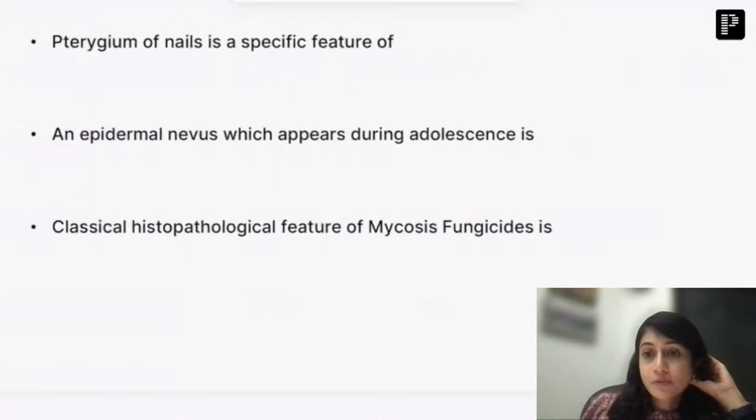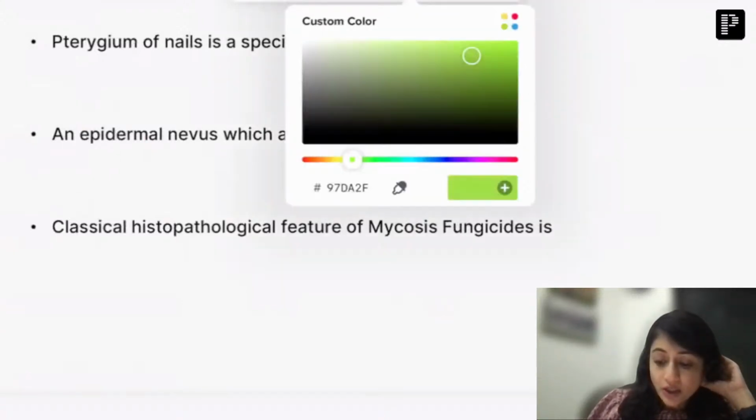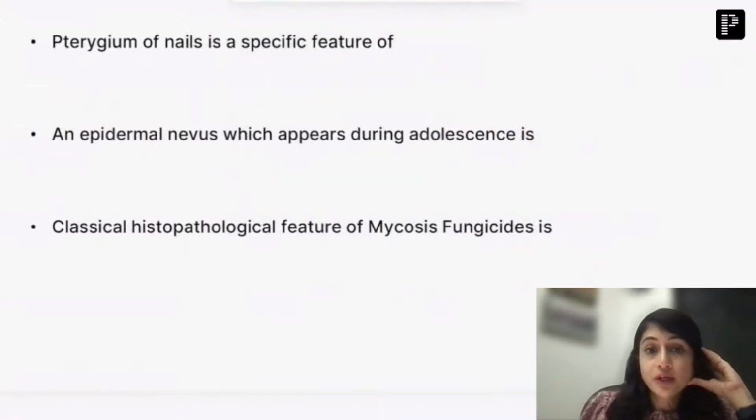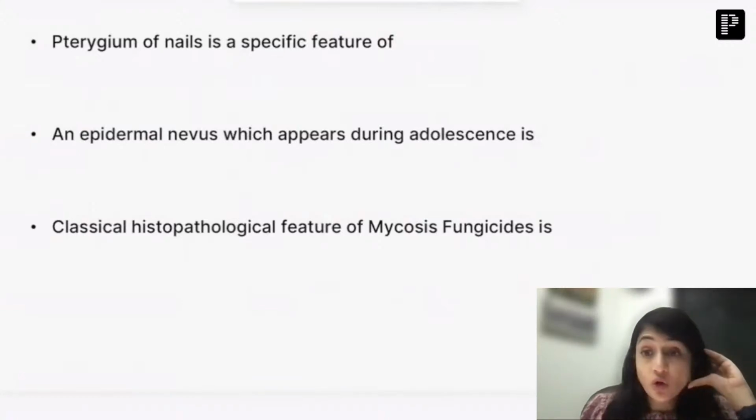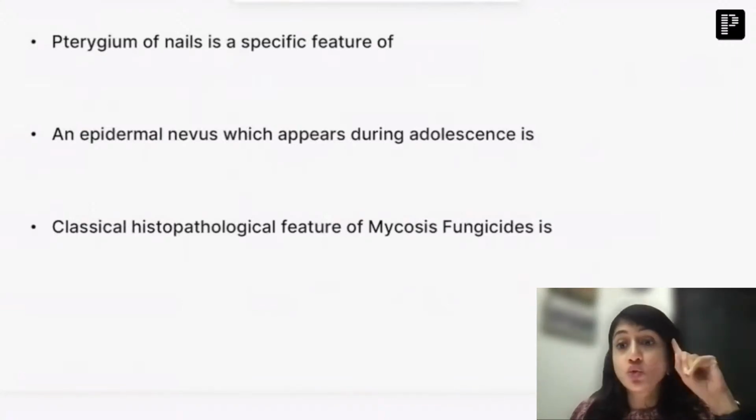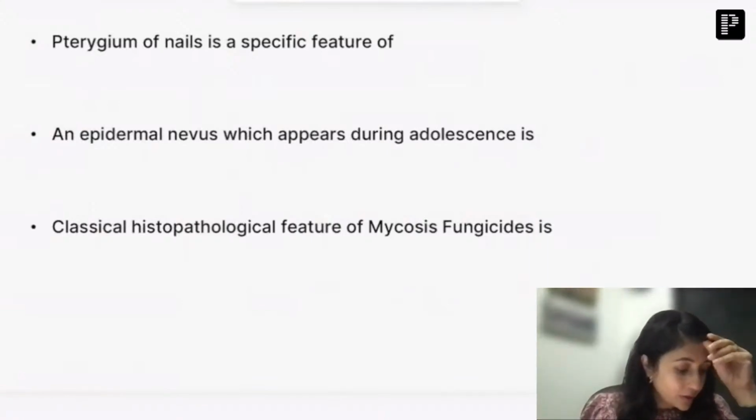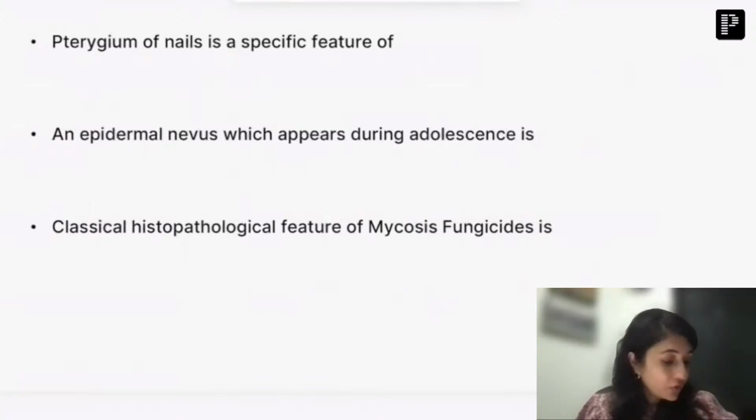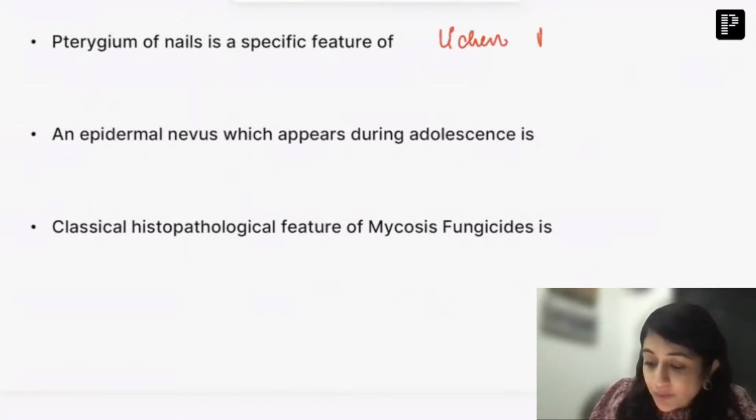Pterygium of nails is a specific feature of what condition? In which condition do you see pterygium? No, you do not see any multinucleate giant cells in pemphigus. In pemphigus, you see acantholytic cells. You do not see giant cells in pemphigus. Great. Okay, so pterygium of nails, Dr. Pihu, you are right, is a specific feature of lichen planus.